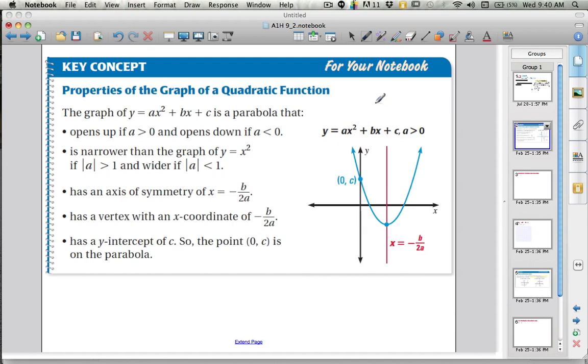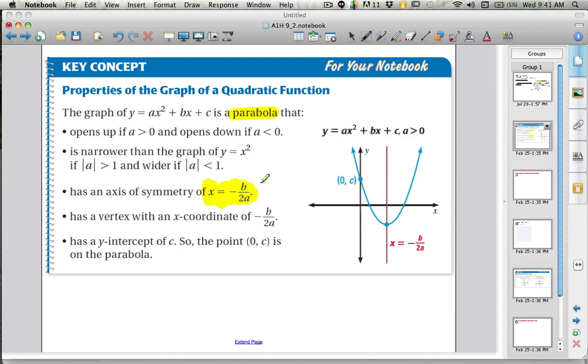So again, we're graphing a quadratic function. It's going to be a parabola, right? That's for sure. We know it opens up if a is greater than 0, meaning positive, and opens down if it's less than 0, meaning negative. We know it's narrower when the absolute value of a, the leading coefficient, is greater, and it's wider when it's smaller. We know it has an axis of symmetry that goes through the vertex. Now, this is a new piece of information.